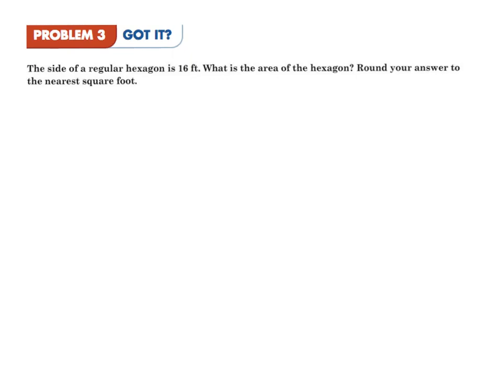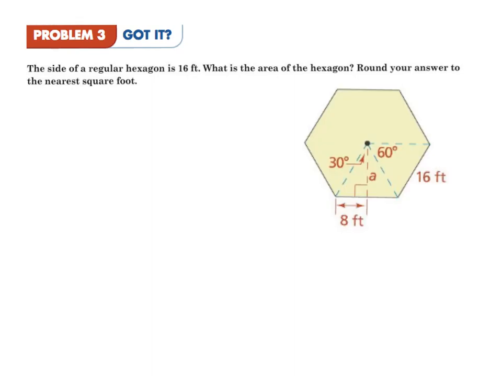Problem 3, got it. The side of a regular hexagon is 16 feet. What is the area of the hexagon? Round your answer to the nearest square foot. So let's take a look at what we need to figure out. It says that the side is 16 feet, and we are dealing with a hexagon, so there are 6 different sides. So here we have a hexagon, side of 16 feet. We need to first find the perimeter. To find the perimeter, we just take the number of sides times the side length. We have 6 sides, the side length of 16. So our perimeter is 96 feet.